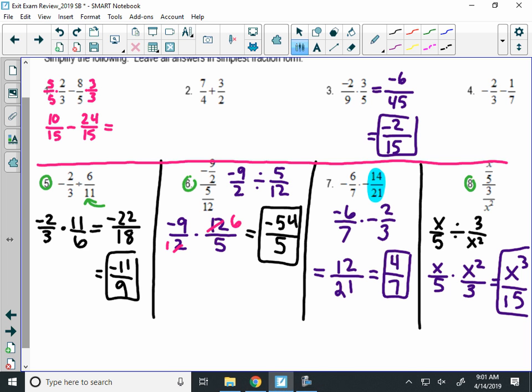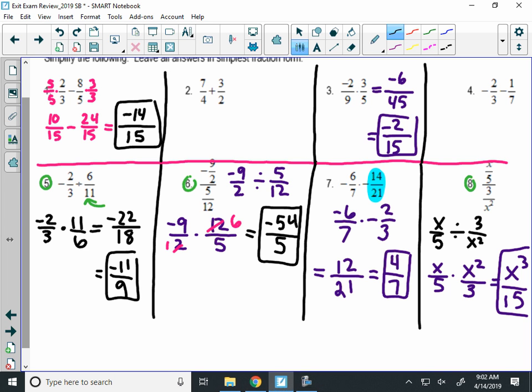Well, now I have the same denominator, so I can go ahead and subtract the numerators. 10 minus 24 is negative 14 over the denominator of 15. And those do not simplify anymore, so that will be your final answer.